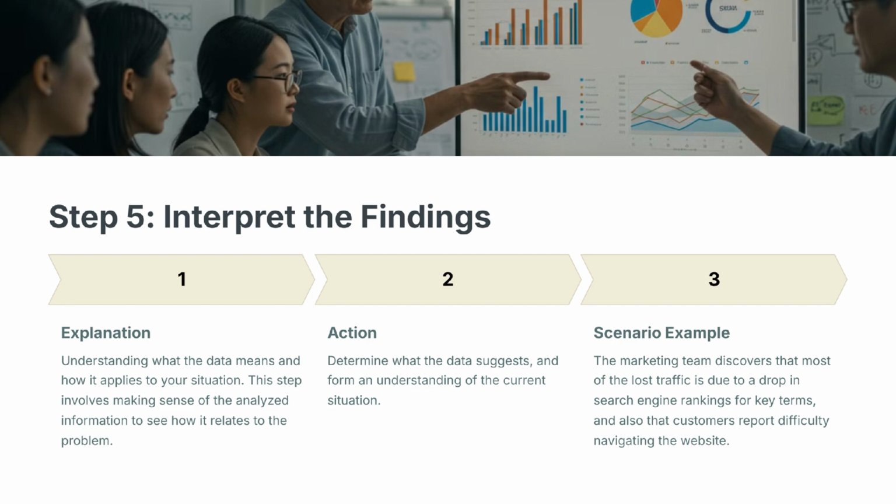It's about making sense of the patterns and trends uncovered during analysis. The team's action is to connect the dots. For example, they notice that a drop in search engine rankings for key terms is linked to the decline in traffic. Meanwhile, customer feedback highlights difficulties navigating the website, further compounding the issue. By understanding these connections, the team builds a comprehensive picture of the problem. This clarity sets the foundation for creating effective, targeted solutions.